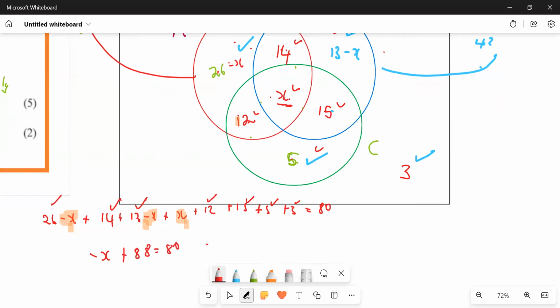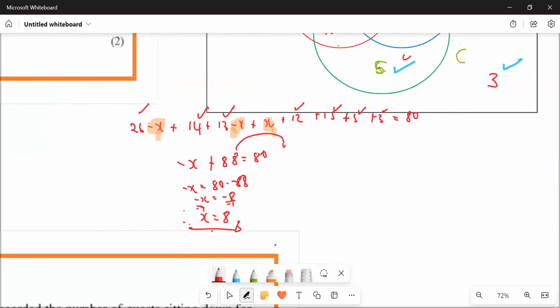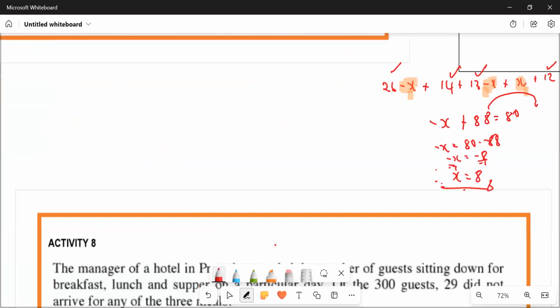To 80. Take 88 to the other side, it becomes negative. Okay? And then it says minus x is going to be equal to 80 minus 88, which gives us minus 8. Therefore, it means x is going to be equal to what? To 8. We're going to get minus x, which is going to be minus 8. Okay? And then we divide by minus, and then x is going to be equal to 8. All right.